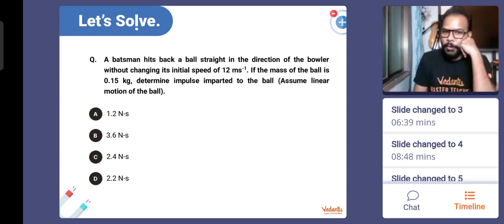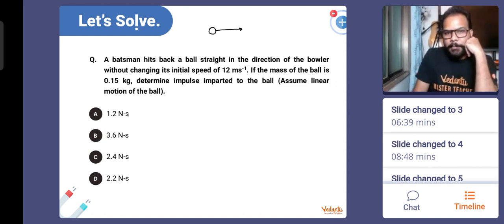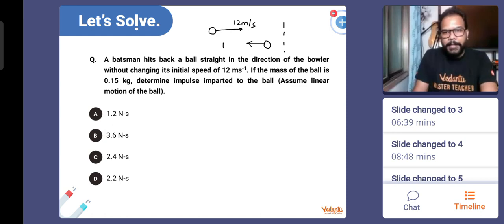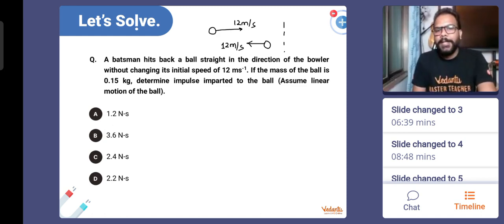a batsman hits back a ball straight in the direction of the bowler without changing its initial speed. That means the ball was going in this direction at 12 meters per second, and after being hit by the bat, it comes back with the same speed, 12 meters per second. If the mass of the ball is given to you, determine the impulse imparted to the ball. Similar question, only impulse has to be found, and I will give you guys this question as a quiz. So all of you, be ready for solving this.